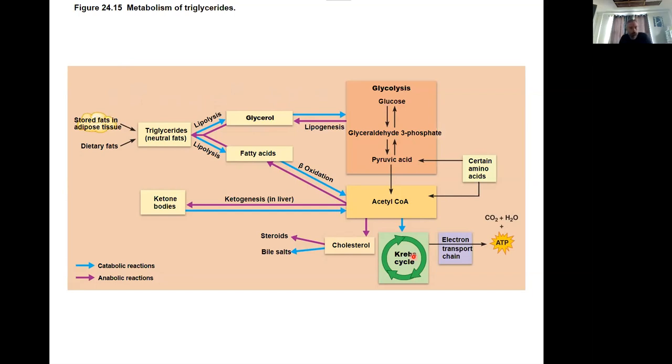The other part of that whole process that makes this maybe not as desirable is that the conversion of fatty acids to acetyl coenzyme A results in the production of ketone bodies, which can result in ketoacidosis, which can kill you. So obviously anything that has a potential for killing you is not a preferred option for us, just in general.